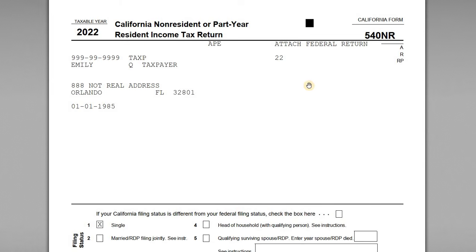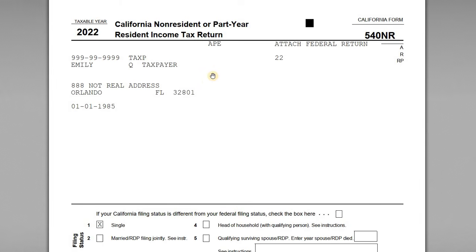Alright, for this video we want to go over a sample California non-resident or part-year resident income tax return. These are filed on California Form 540NR, and in this example we're going to look at a taxpayer that has to file as a part-year resident.